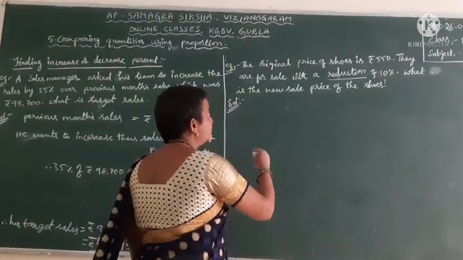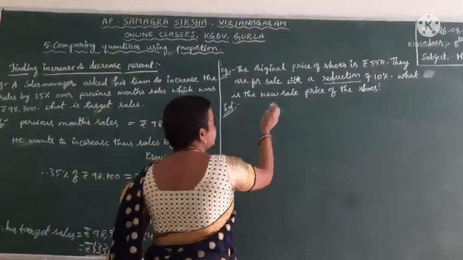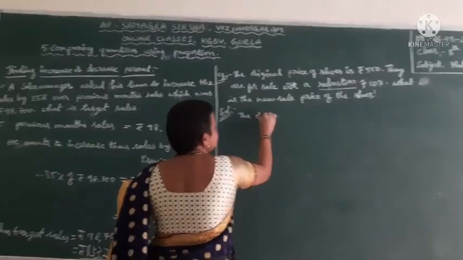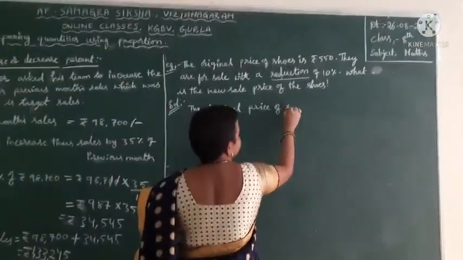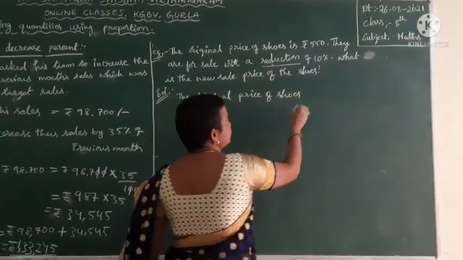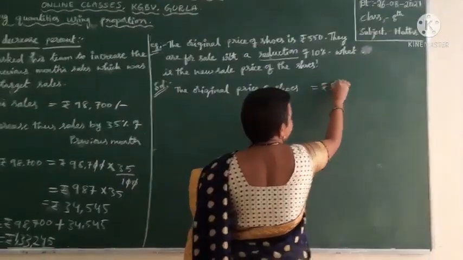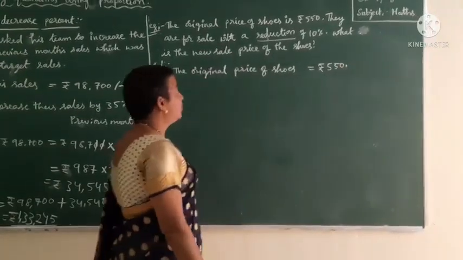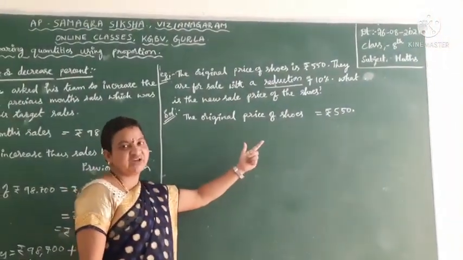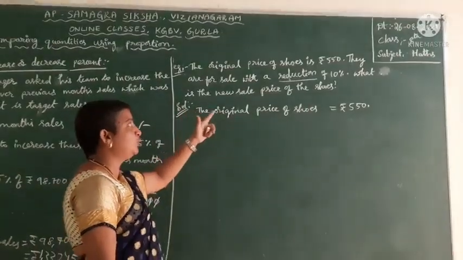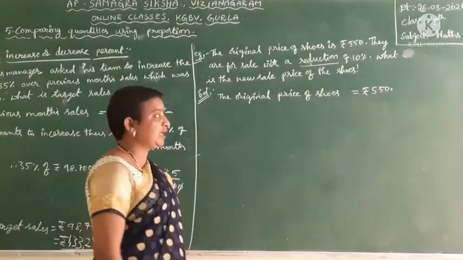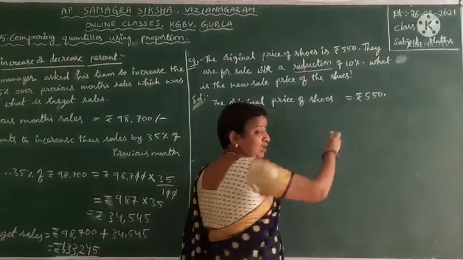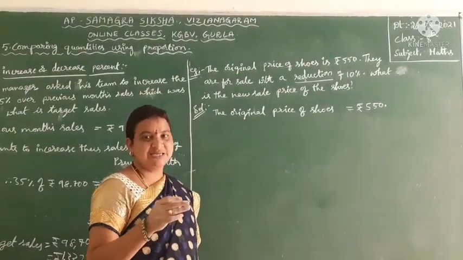First we have to write the original price of shoes. The original price of shoes is equal to rupees 550. The shopkeeper wants to give a reduction of 10% on the cost price. This price is called cost price, market price, or list price.